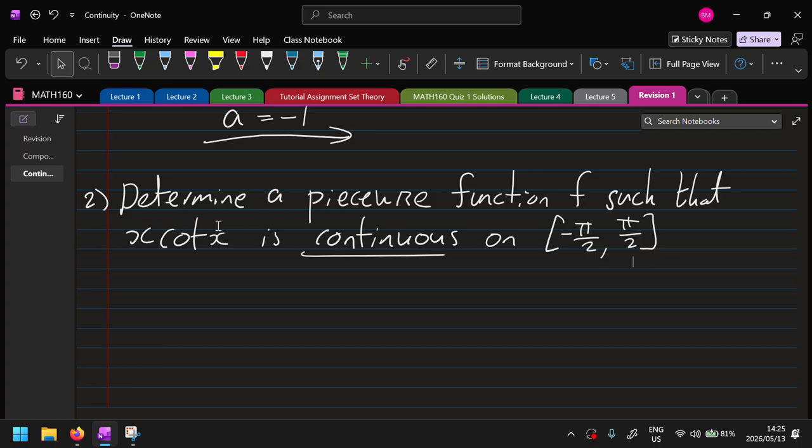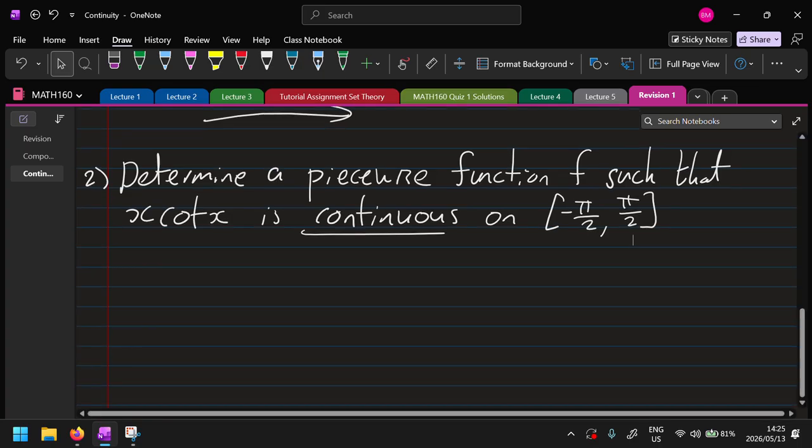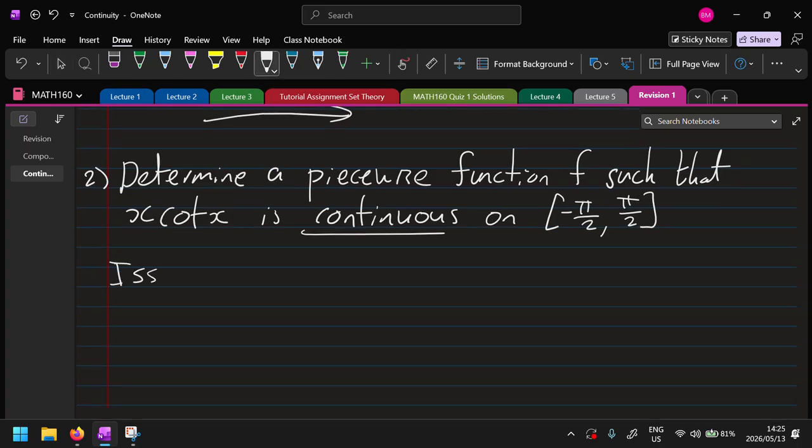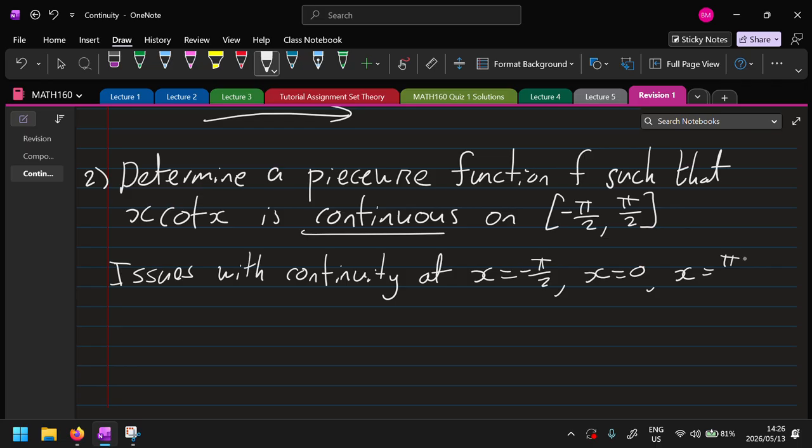What about at 0? Check. Doesn't exist. So we need to fix those 3 points. So at A, at the one endpoint, at the other endpoint, and at 0, there's some issues there. We need to fix that. So -pi/2, 0, and pi/2.